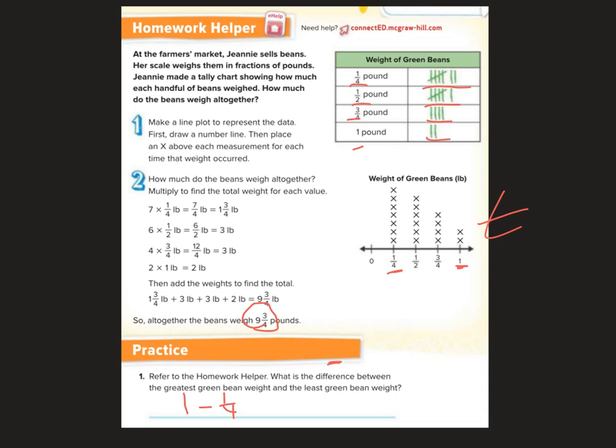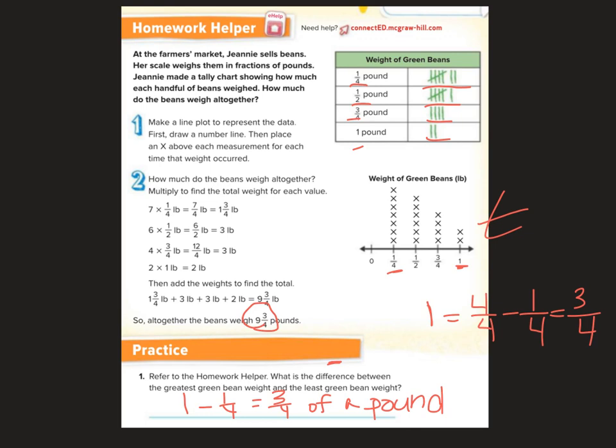So what I'm going to do is change 1 into 4/4. Same thing, right? When numerator and denominator are equal to each other, it means 1. So now I can do 4/4 minus 1/4 equals 3/4. So what is the difference? 3/4 of a pound. Now we know 16 ounces are in a pound, so 3/4 of that would be 12.